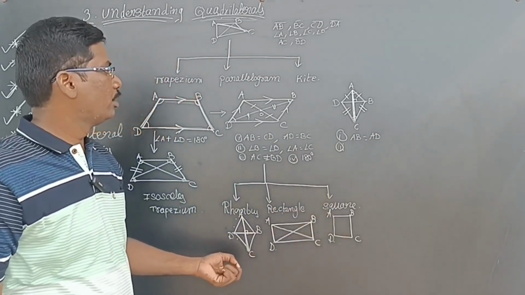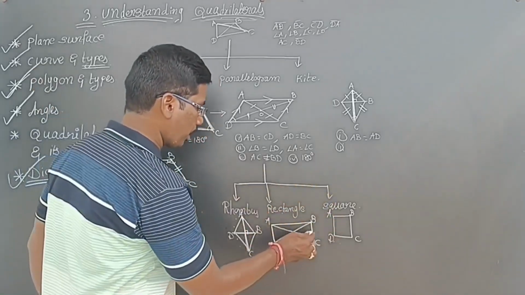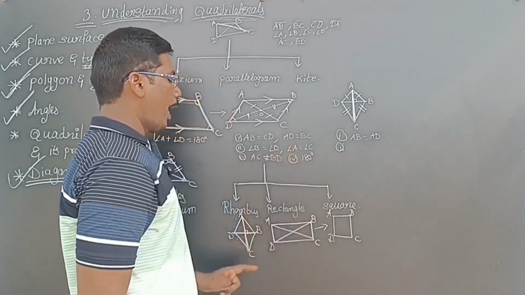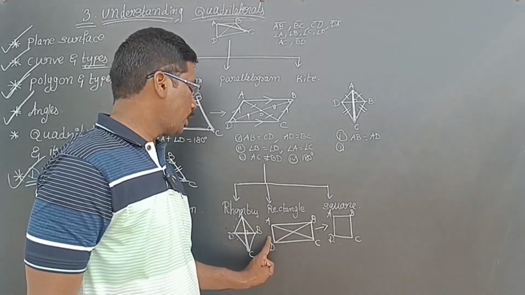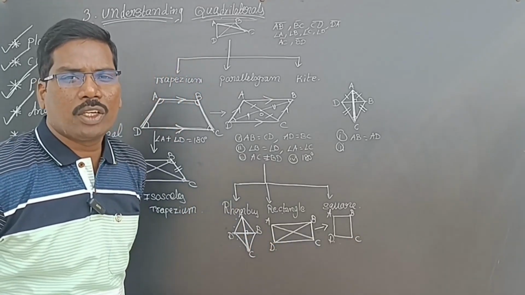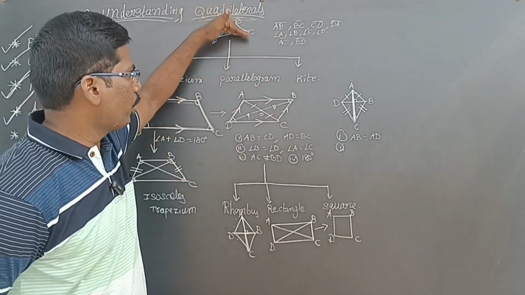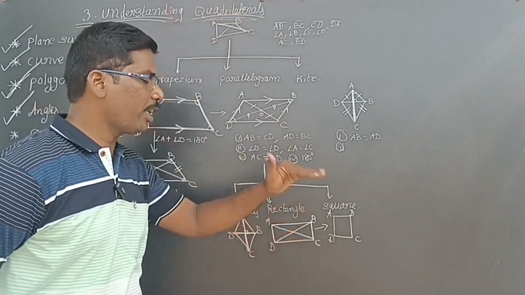No, sir, I want to define it from the rectangle. From the rectangle also we can define. A rectangle in which two adjacent sides are equal is called a square. So a square is defined from a parallelogram, from a quadrilateral, and from a rectangle.